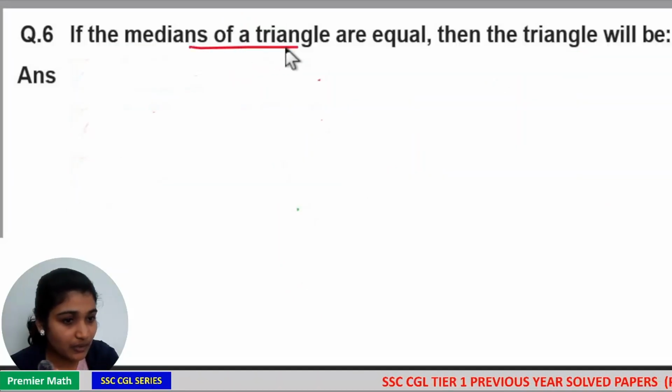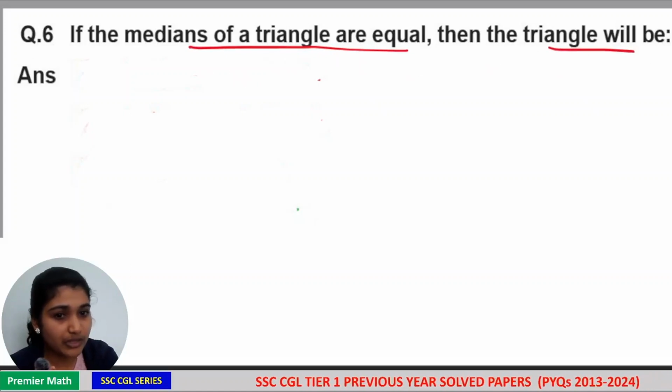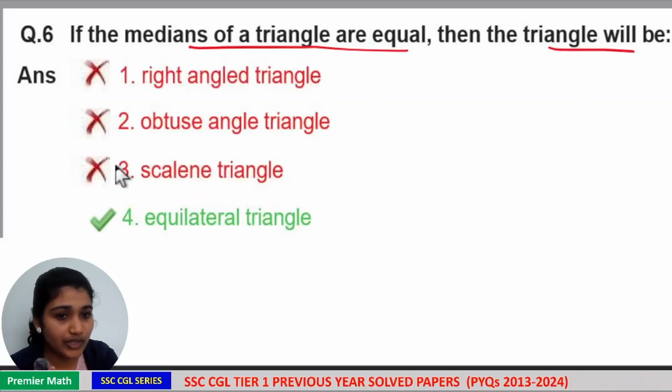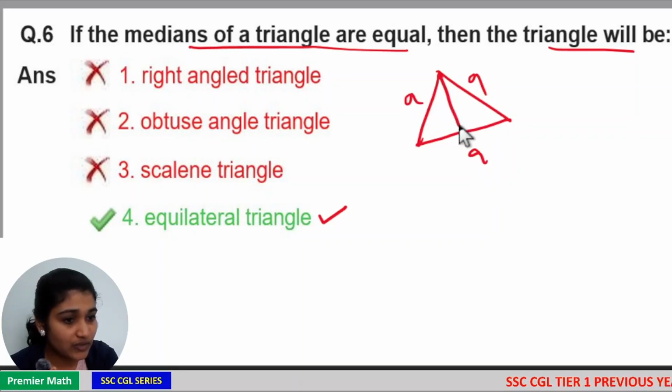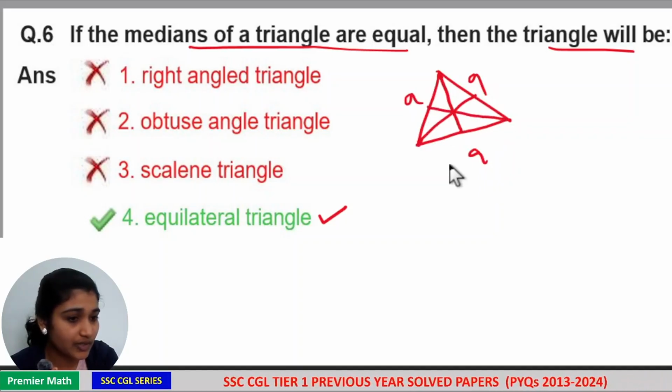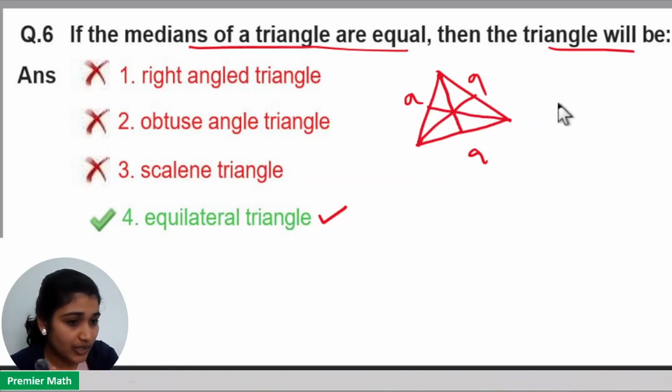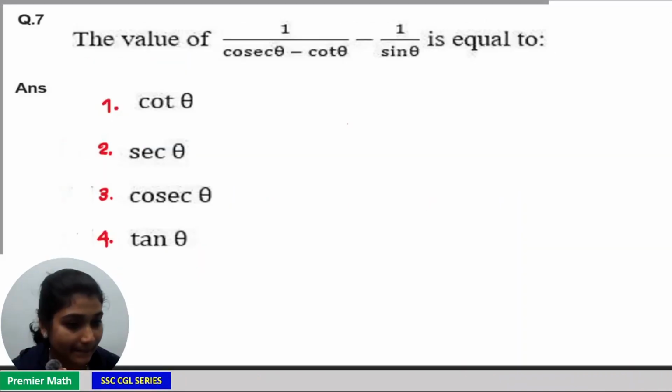If the medians of a triangle are equal, then the triangle will be, we already know for an equilateral triangle, all the three medians are equal. Equilateral triangle means all the three sides are equal. Median means line joining vertex to the base of a triangle. So all three medians are equal for an equilateral triangle. Also orthocenter and centroid are equal, and median and altitude are equal for equilateral.